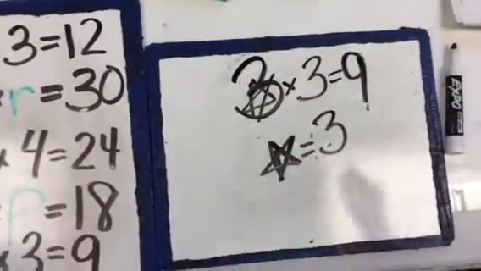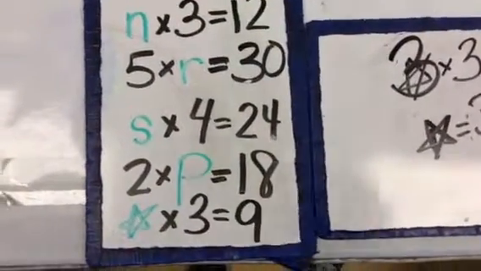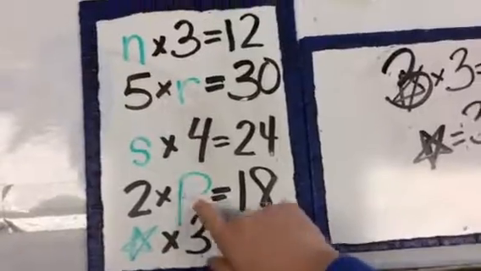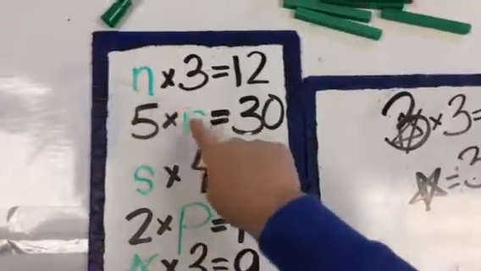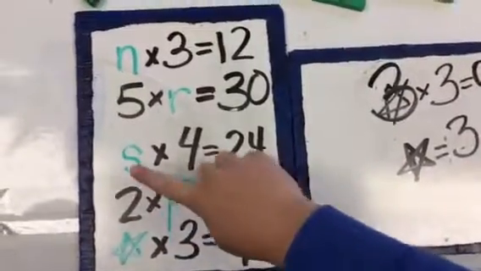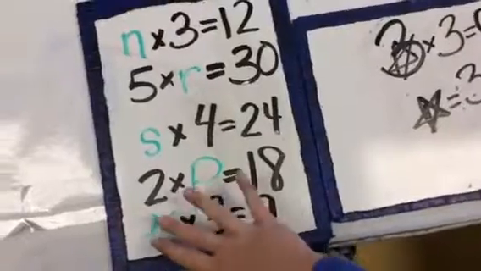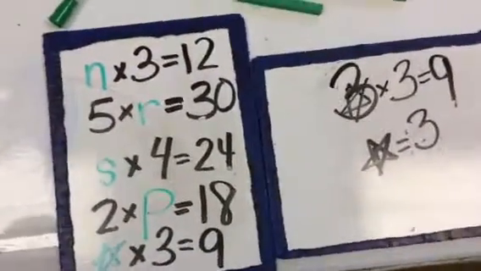So star is 3. All right, guys, what you did today is you solved for an unknown factor. Remember, a factor is one of the numbers in the equation. You all solved for an unknown factor. These unknown factors can be represented a lot of times by letters, but even shapes and pictures like stars. All right, guys, you did a great job.